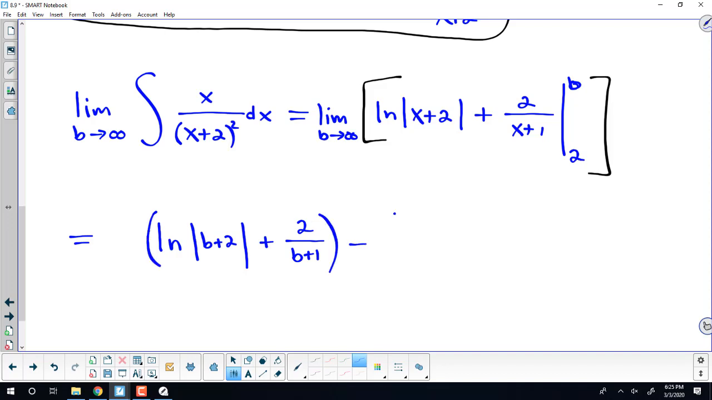Minus plugging in 2. And then we're evaluating as b goes to infinity. That should be b plus 2. So it should be 2 over 4, it's this 2 right here. Yeah, thanks. Sorry about that, thank you. It doesn't really change a lot, but it changed this to 2 over 4, or 1/2.